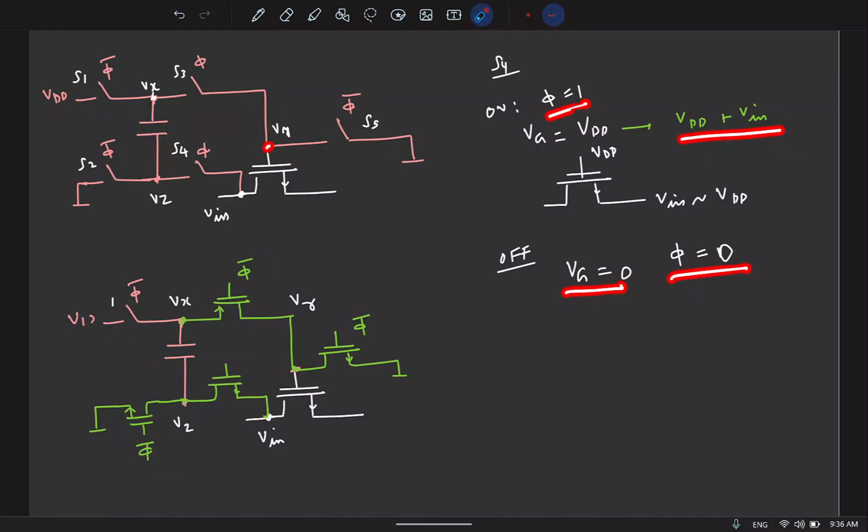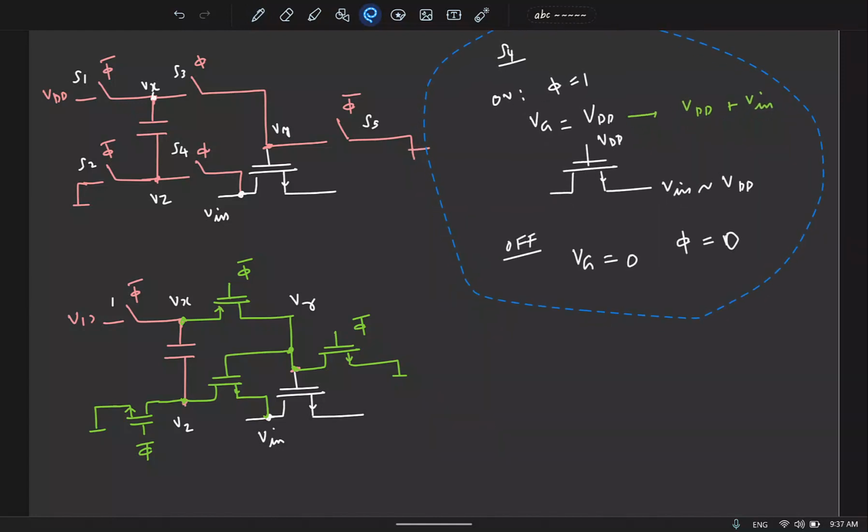Vy, this node, right? For this node the same thing is happening. When phi is 1, this is connected here, so this will be VDD plus Vin. When phi is 0, this is getting pulled to ground. And you want the same behavior for this node. So what can you do? You can basically connect them. But of course, this shouldn't be a case where you connect a motor and a generator and expect perpetual motion. So let's quickly see if this will work.